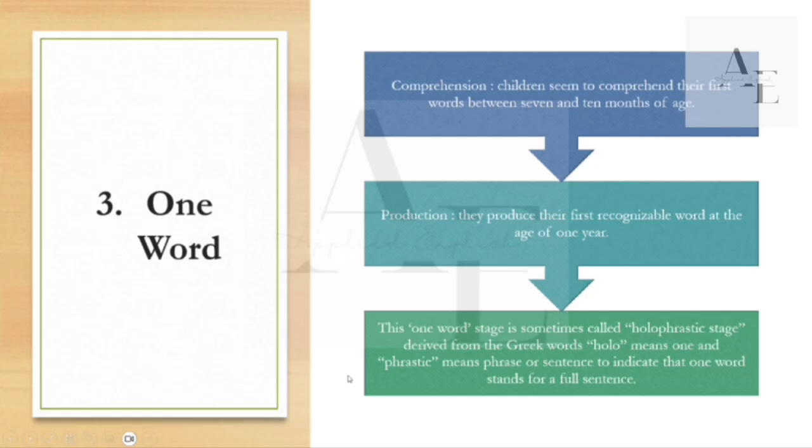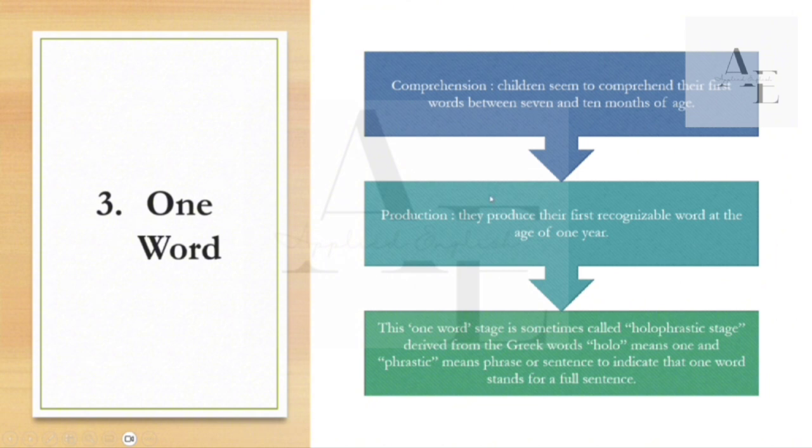Then we have the one-word stage. It's the last one. It starts with comprehension. Children seem to comprehend their first words between 7 and 10 months of age. They comprehend their first words, but still they can't produce them.